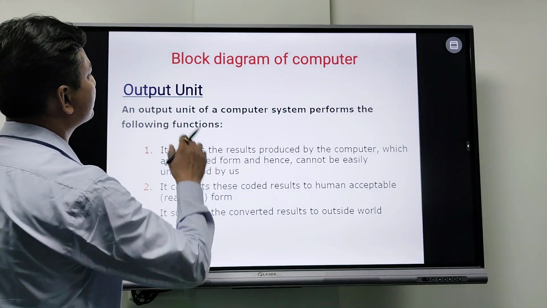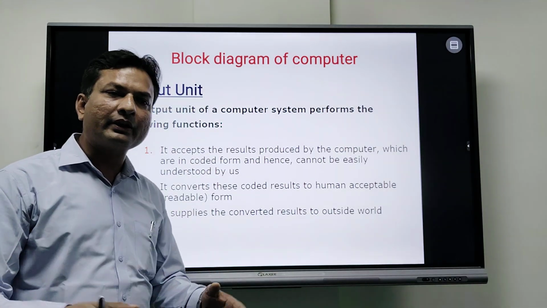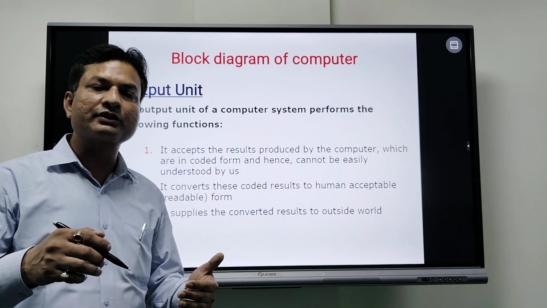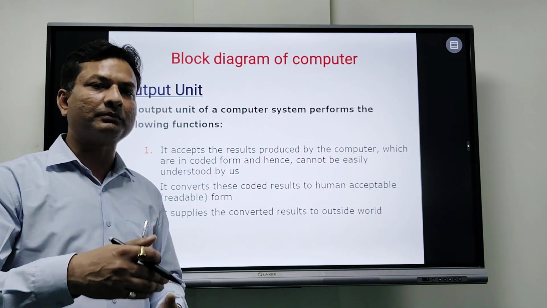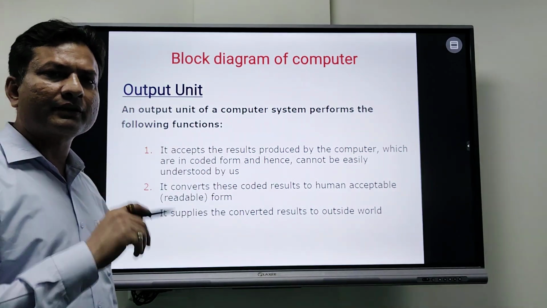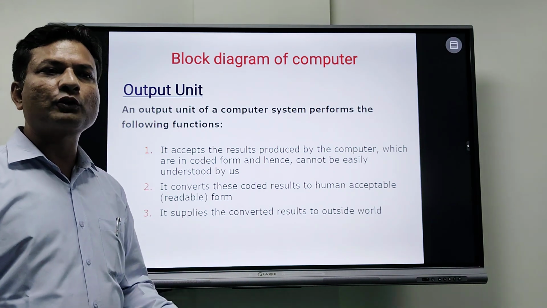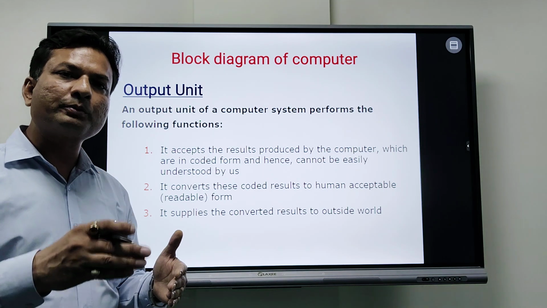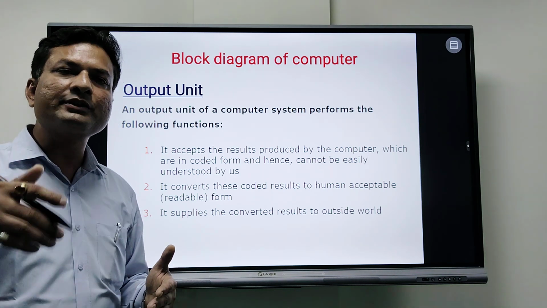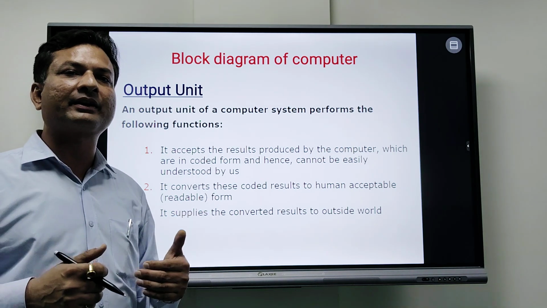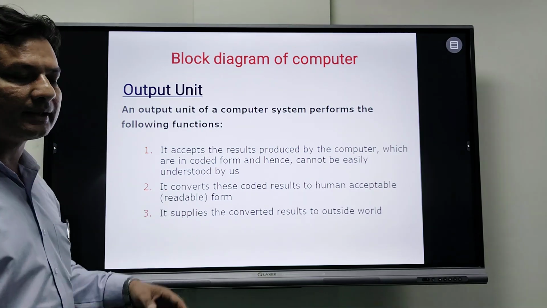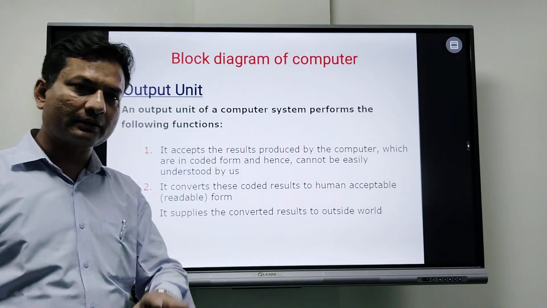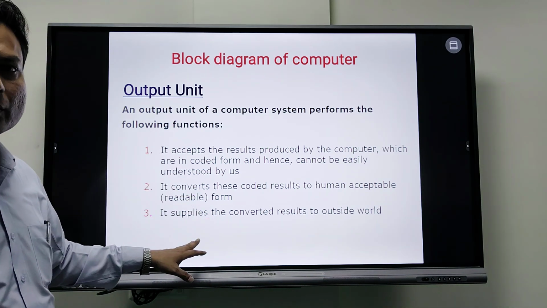In the same way, output unit also performs three functions. Obviously those three functions will be in reversed form. For example, the first function would be it receives output from the machine. Second one is it converts that output into the user, means human readable form, so that human can understand. And third one is it supplies that converted information to the outside world or to the user. So these three steps are written over here.